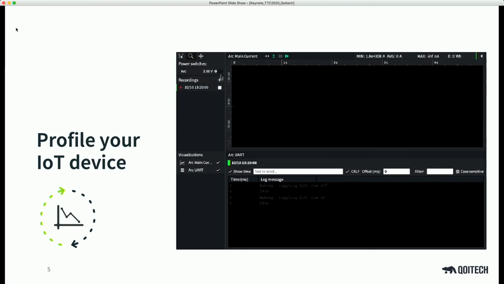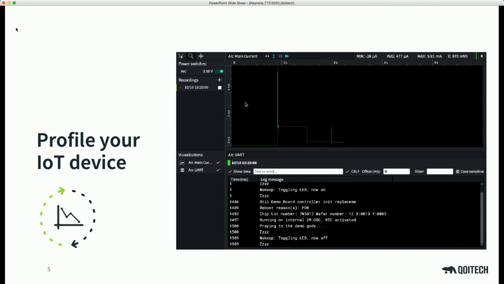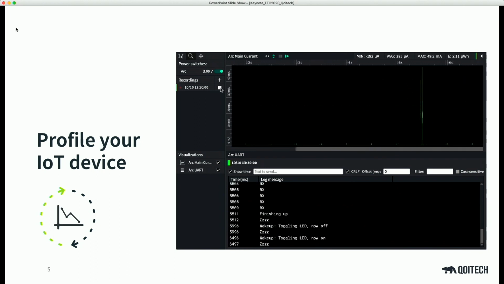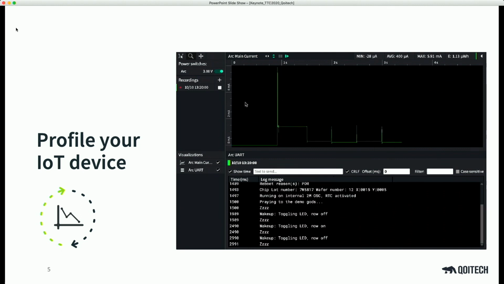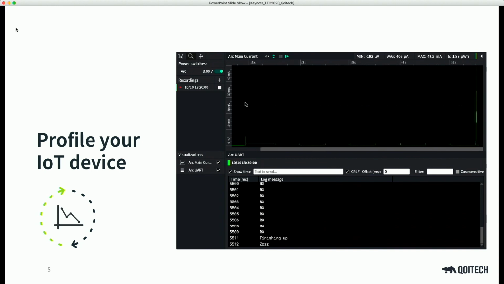So what do? Best practice. Well, you need to profile your IoT device. This is the number one thing. You need to make sure that you know what kind of a current profile you have to start with, and what the activities are that are happening, what is draining the power.